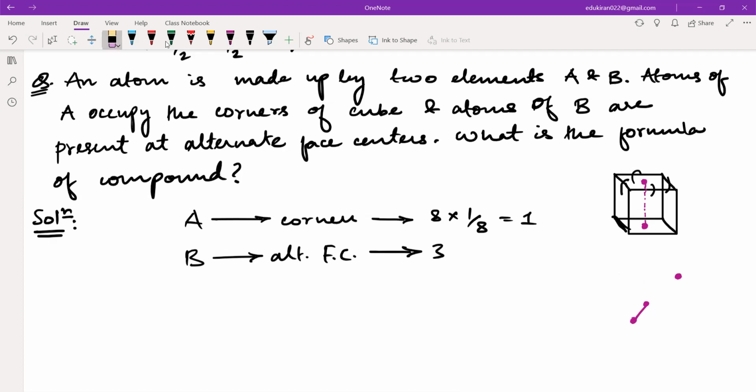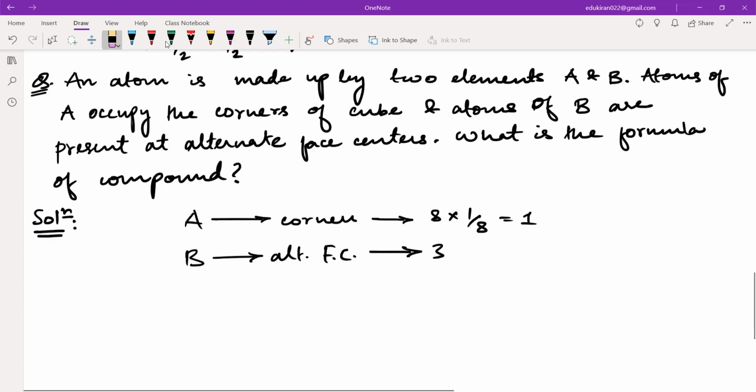It's not that you have to just halve it. Understood? Yes or no? Tell me. Yes. So this will be how much? 2. This will be 2. So it will become 1 into 1 by 2, which will be equal to 1, and hence the formula will be AB. Okay. Any problem till here?